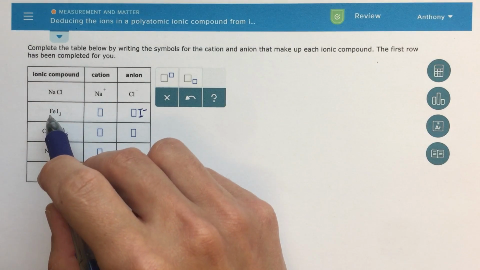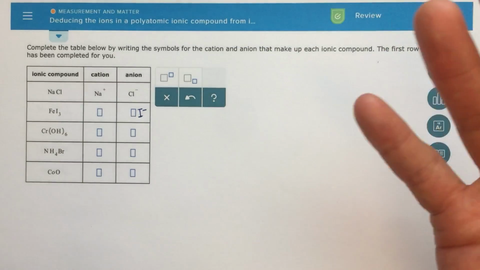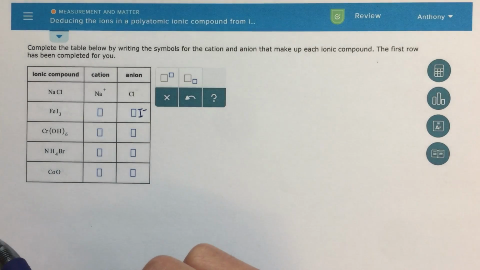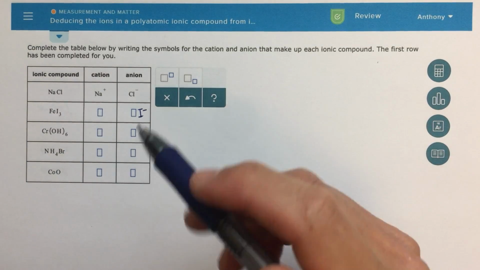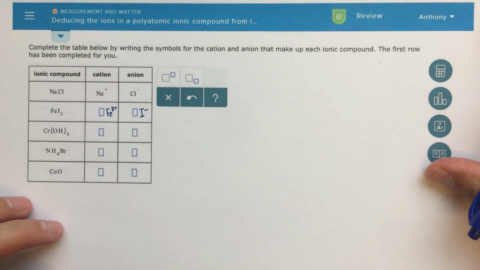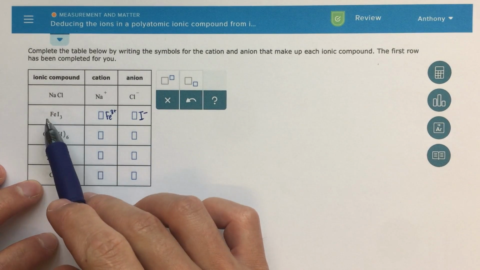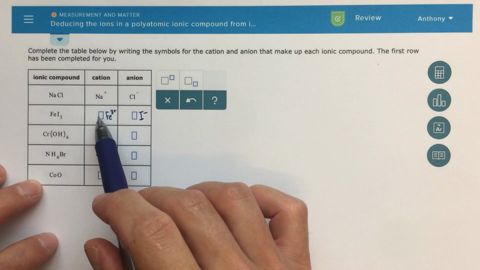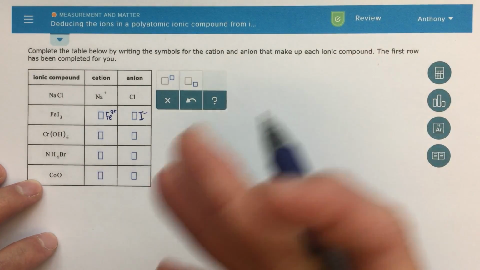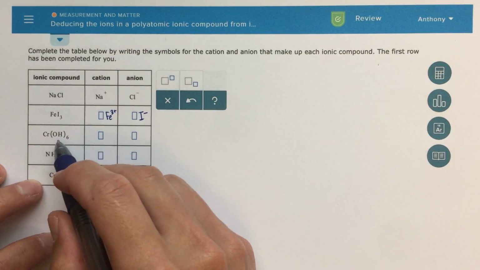Now our iron needs to have a charge that will counteract, cancel out, or balance out the overall negative charge from all three of those iodines. Since I've got 3 of the iodines, then my charge on the iron needs to be +3. So I'm going to write iron 3+. So now I've got this ratio, 1 iron to 3 iodines. Overall, this ionic compound will have a neutral charge. All the positive charges will be canceled out by the negative charges, and that's really all we need to do.